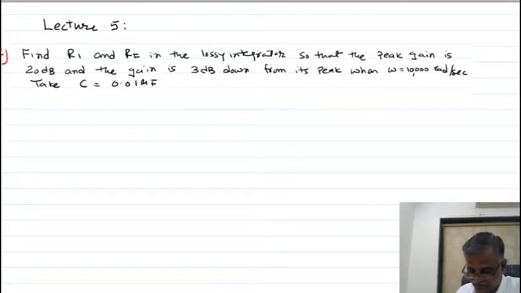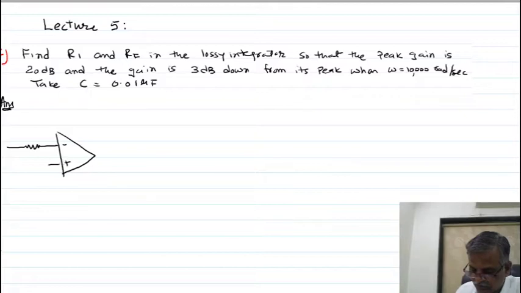See, here the question is: find the value of R1 and Rf in a lossy integrator circuit so that the peak gain is 20 dB. So peak gain, you must understand, is an important word. Peak gain is 20 dB, and the gain is 3 dB down from its peak gain when omega is 10⁴ radian per second. So let us try to solve this. Answer. This is your lossy integrator circuit, you already know.